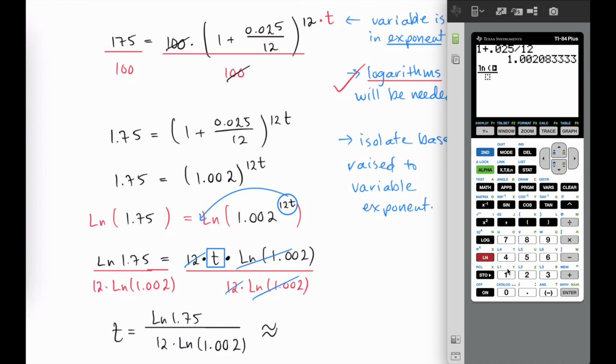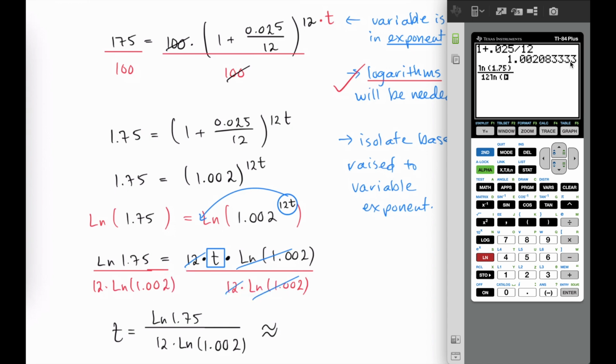We'll hit ln of 1.75. Now, 1.75 was not a rounded off quantity. That was something that was exact and terminating, so it's fine to put that in. And in the denominator, we have 12 times the ln of 1.002, which was a rounded off decimal. So in order to prevent us from making a rounding error, I want to use this entire decimal quantity, and I can do this a couple different ways.